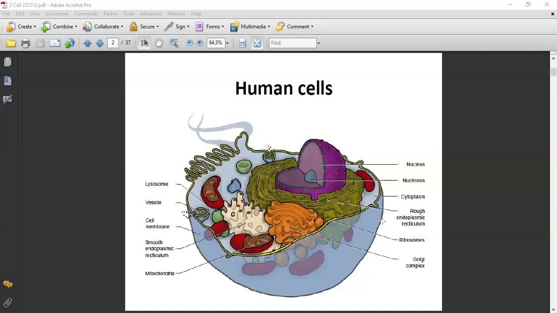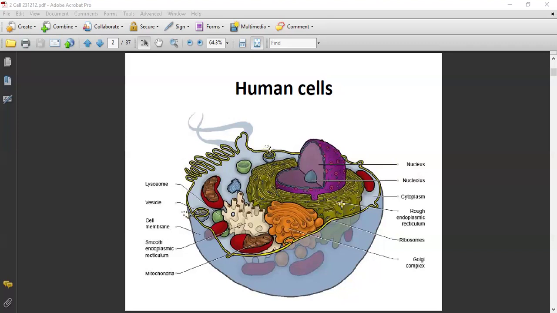So this is a typical cell that you will see, and just like any other mammal cells, the human cells, every cell has its nucleus. Nucleus contains the chromosome, so it contains the DNA. It has the gene to conduct gene expression.